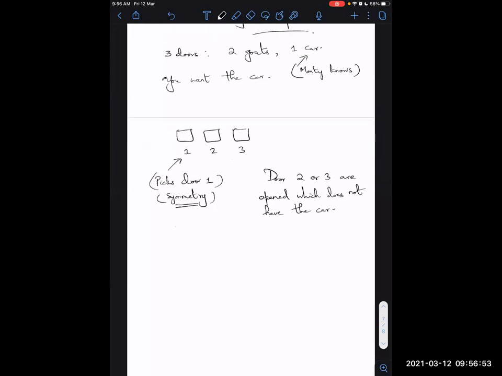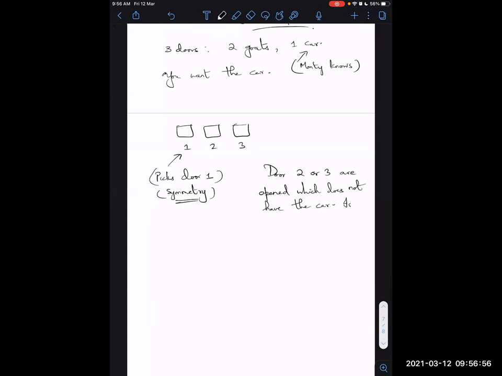So the question is, is it beneficial to switch? What I mean by switch here is, to start with, you pick door number one, whatever that door is, that's the numbering I'm using. So you pick door one, and door two or three is opened based on which has the car. And now, assume you are in the audience, you have an option to switch your choice. So from 1, 2, 3, if two is opened, the question is whether it's beneficial to switch or not.